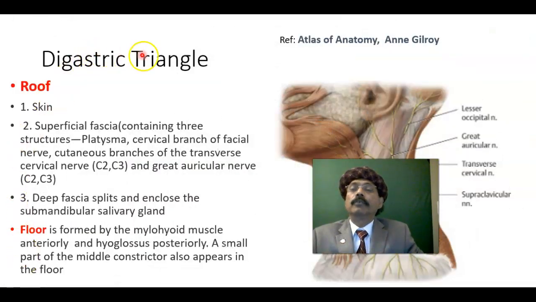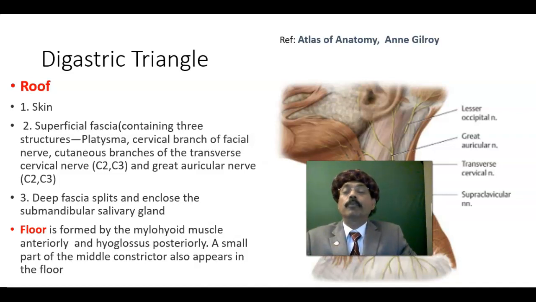So we have the boundary again. We have to know that it is bounded anterior inferiorly by the anterior belly of the digastric, posterior inferiorly by the posterior belly of the digastric and the stylohyoid muscle, and the base is formed by the base of the mandible and an imaginary line from the angle of the mandible to the mastoid process.